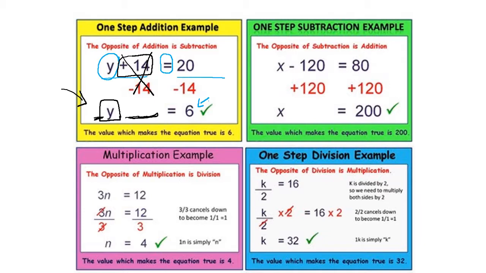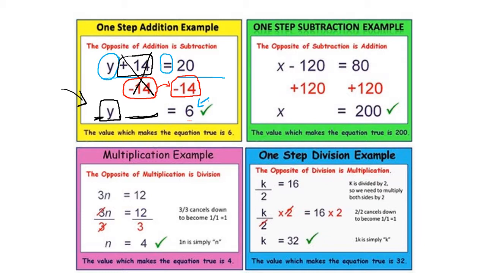So let's go back to our golden rule. What we do to one side, we must do to the other. Well, they subtracted 14 right here. So what did they do to the other side? Same thing, they subtracted 14. So 20 take away 14, that's where we get our 6, and we're left with y equals 6.